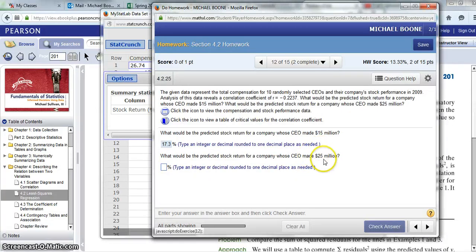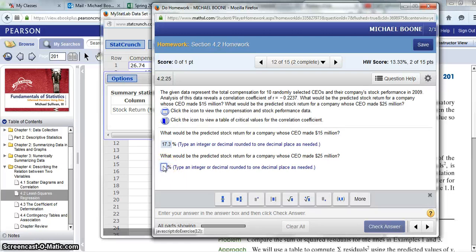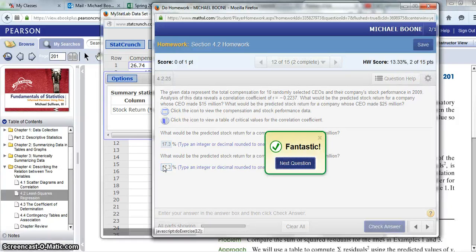Again, same thing for 25 million. It would be the same, right? Because it's not based on plugging 25 in, it's the average of my y values. And that's because my R value up here was too low. So don't neglect that.